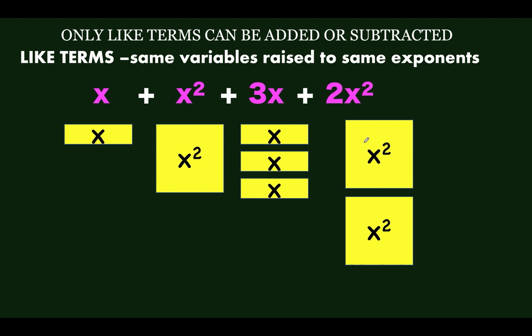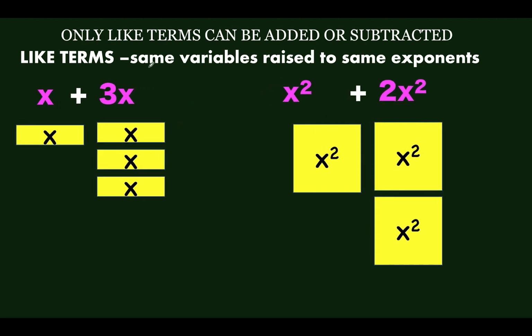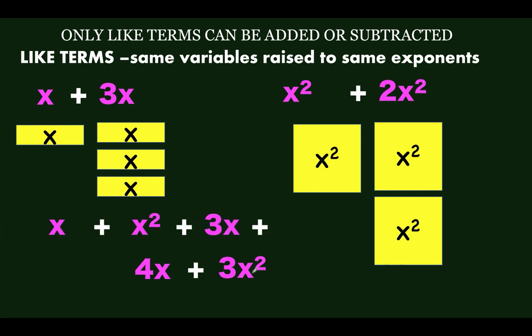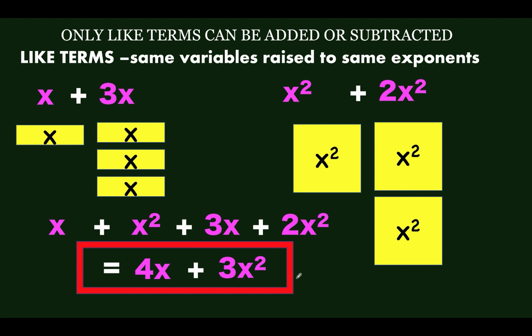Therefore, let's rearrange them so that the like terms are together. Like this. So x plus 3x can be combined and the result is 4x. 1x squared plus 2x squared can be combined and the result is 3x squared. And this is now the sum of x plus x squared plus 3x plus 2x squared. So again, our answer is still a binomial because we can no longer combine these two.